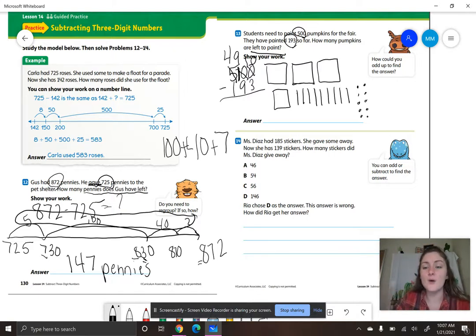So I start with my ones. I'm taking away 3 ones. 1, 2, 3. I go to my tens place. I have 9 tens. How many tens am I taking away? All 9. So 1, 2, 3, 4, 5, 6, 7, 8, 9. So far I don't have 3 ones left.